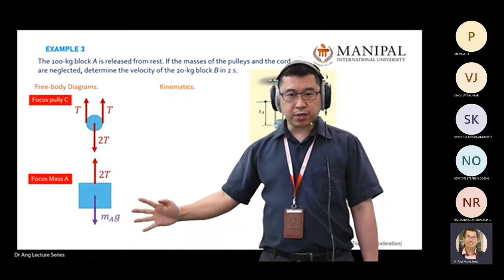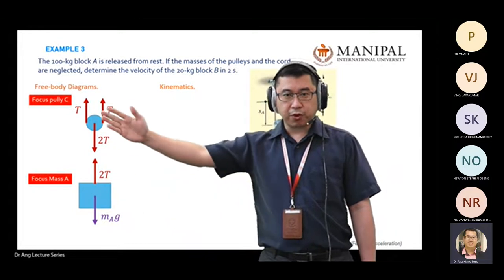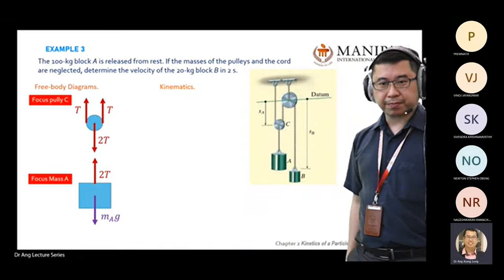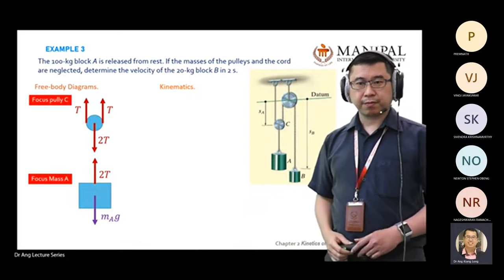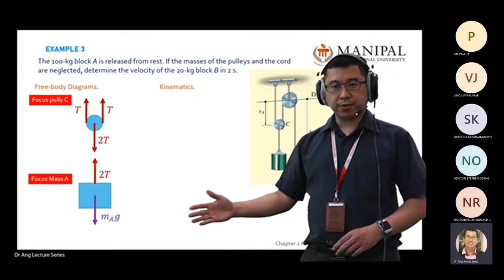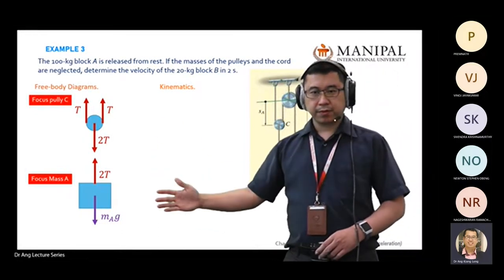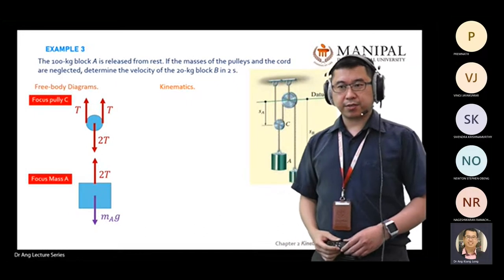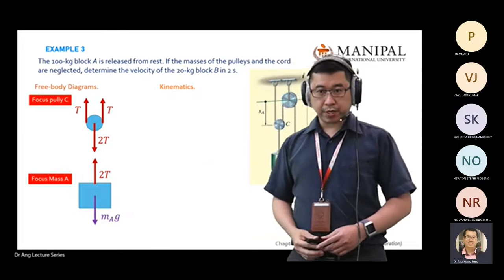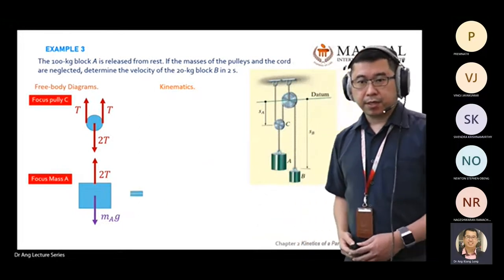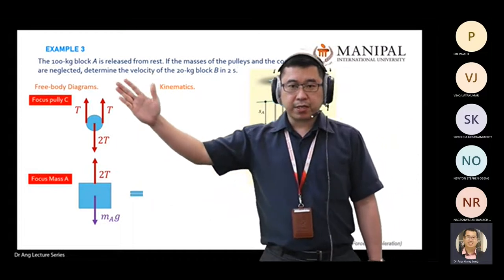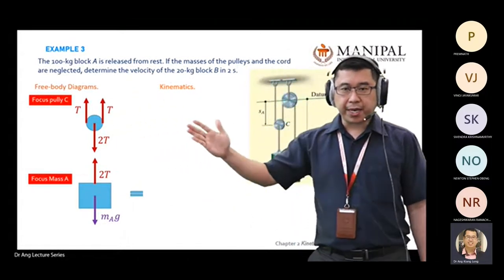Okay, any question on the free body diagram for pulley C and pulley A before we move to the kinematic diagram? Does it make sense to you? Anything that you're not clear about? Don't be shy to ask questions. So far, no, sir. Okay, good. All right. So, because this diagram will help us with F equals MA.